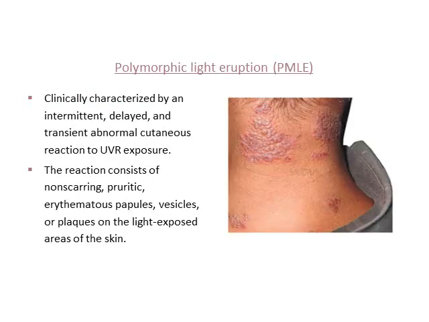PMLE, that is polymorphic light eruption, clinically characterized by intermittent, delayed, and transient abnormal cutaneous reaction to ultraviolet ray exposure. The reaction consists of non-scarring pruritic erythematous papules, vesicles, or plaques on the light exposed areas of the skin.